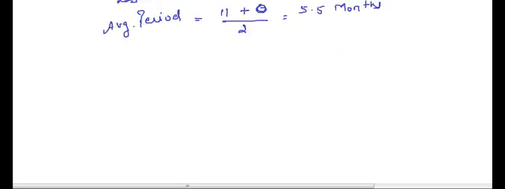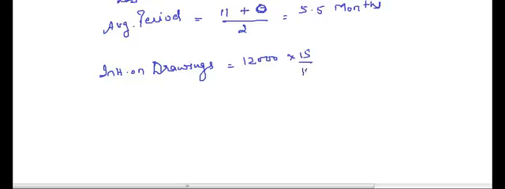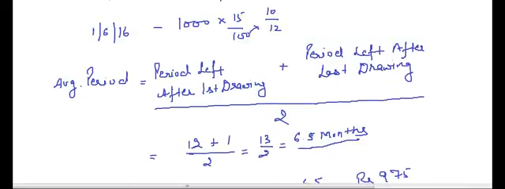Clear? So what will be the interest? Interest on drawings will be 12,000 into 15 for 5.5 months. This comes to 825. Clear? See, very simple. We have to see the first installment, first drawing, what is the period left after the first drawing? For how many months he is using the first drawing, and for how many months he is using the last drawing, right? We'll take an average of that, and the interest is to be calculated for that average period.